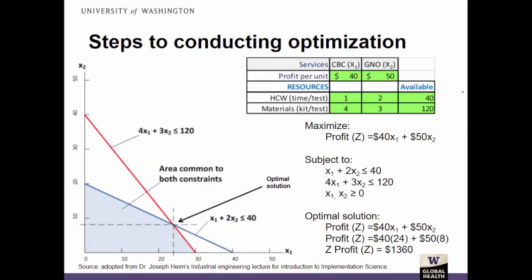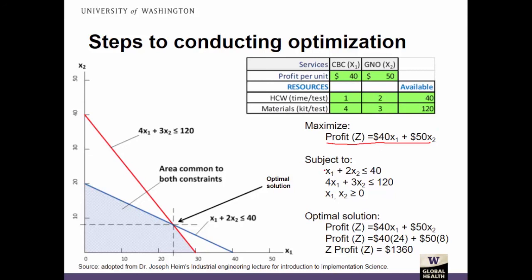So again, we can put this into equation form. So you can see that here. So we want to maximize profit, which we call Z in this example. So our profit equals $40 for each complete blood count and $50 for each GNO. So you can see 40 times X1, which is CBC, and 50 times X2, which is the genomic test. So we want to find the optimal distribution of X1 and X2.